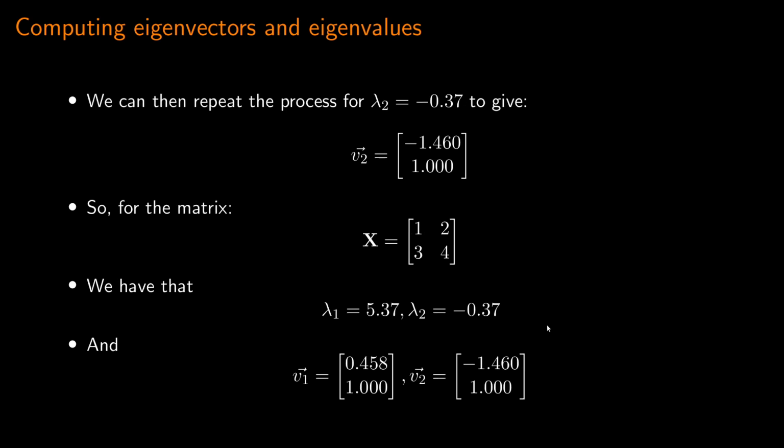Okay, so we then repeat the process for lambda 2 equals minus 0.37, which gives v2 equals minus 1.46 and 1. It's just using the same method. So we know that for the matrix X equals 1, 2, 3, 4, we have that lambda 1 equals 5.37 and lambda 2 equals minus 0.37. And the two eigenvectors are v1 is equal to 0.458, 1 and v2 equals minus 1.46, 1.